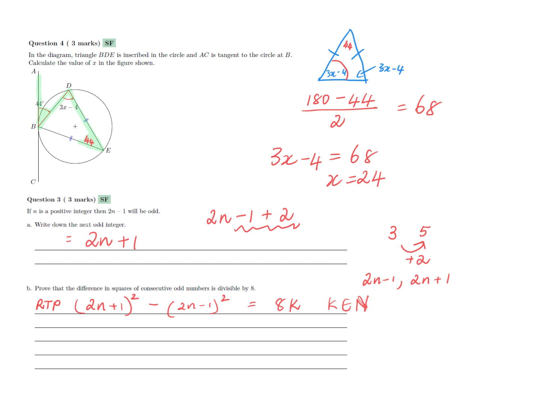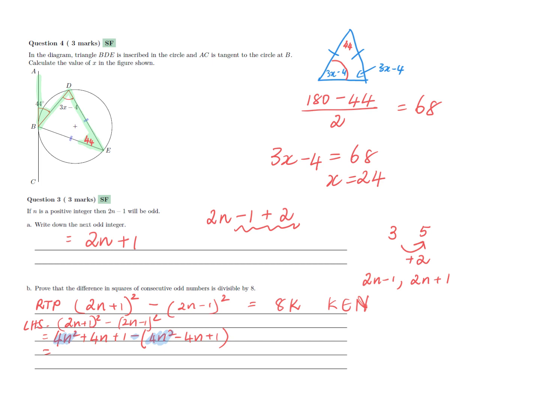Okay, well, let's look at the left-hand side here. I've got 2n plus 1 all squared minus 2n minus 1 all squared. Expand that out. 4n squared plus 4n plus 1 minus, keep our brackets here, 4n squared minus 4n plus 1. Okay, so what am I going to have left? I've got 4n squared minus 4n squared, so that's going to be no n squareds.